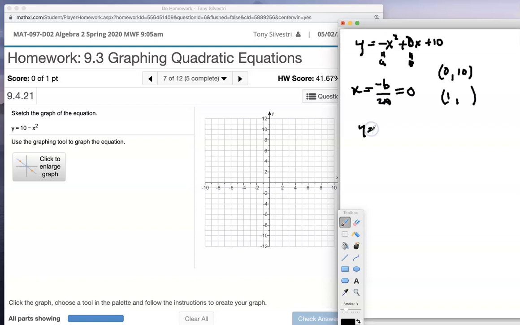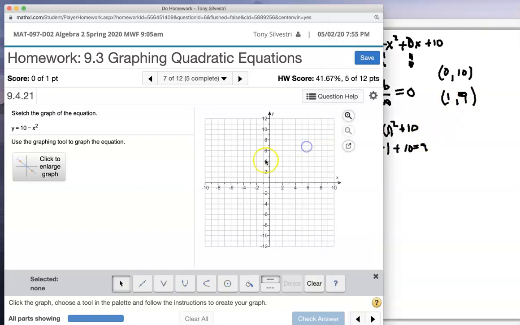So this is what I'm going to do. Negative, in parentheses, 1 squared, plus 0 times 1 is 0. Don't even bother with that. Just add the 10, though. So 1 is squared, not the negative. So 1 squared is negative 1 plus 10. And hopefully that's a 9. Number 9. And those are your two points. That's 1, 9. Okay, let's click on this.